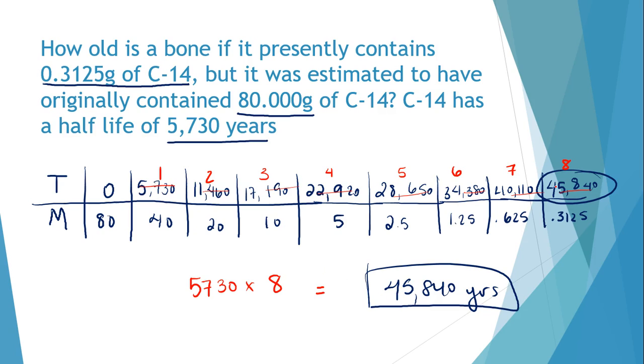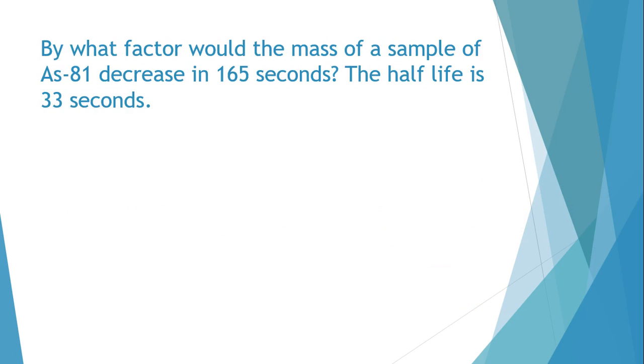So I don't care how you choose to set this little chart up. If you want to do the time at the top, go ahead. And if you would prefer to just count half-lives and multiply like I did in the red, that's fine too. You're going to get the same answer either way. Okay, I have one last problem.